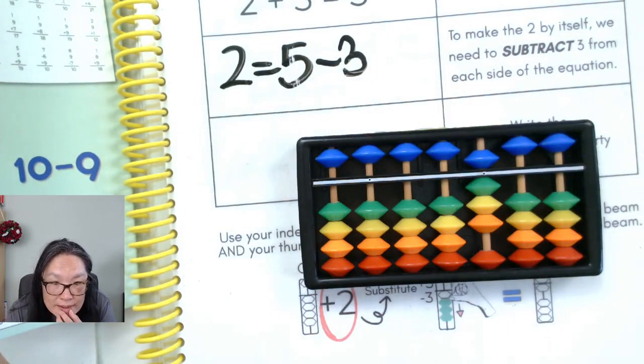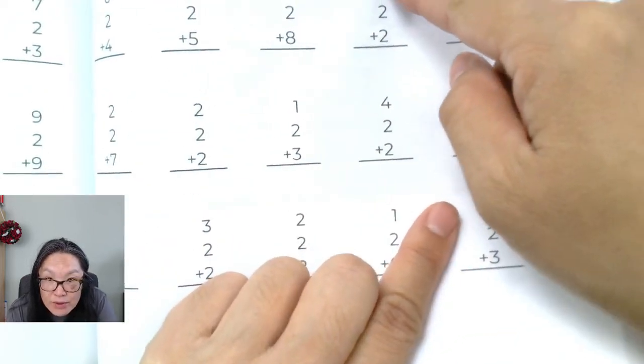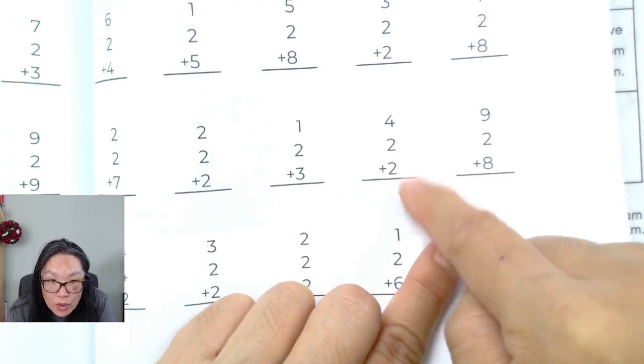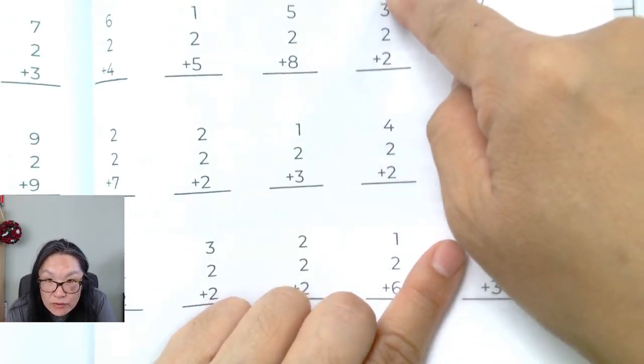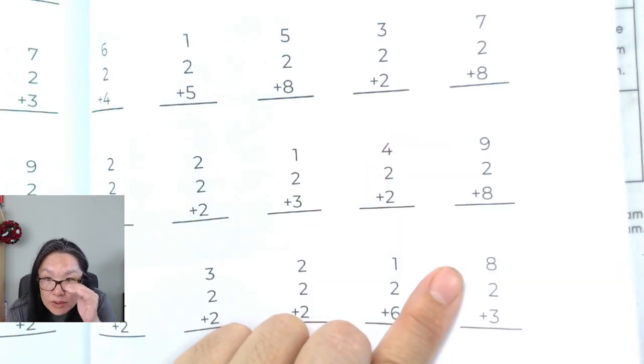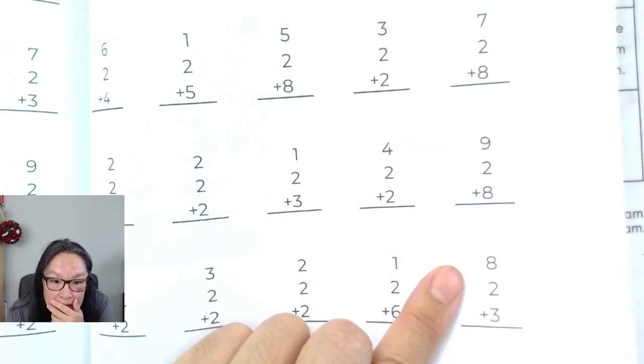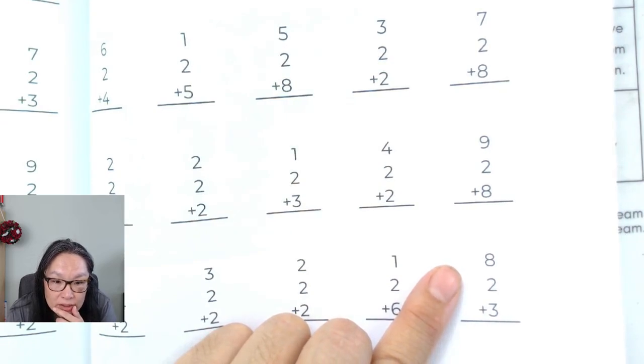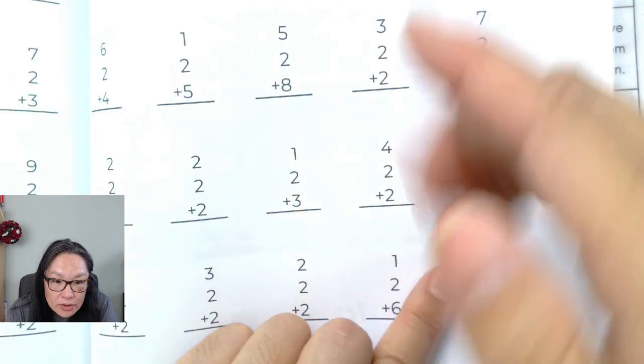So the order is top to bottom. Yes, it will always be from top to bottom. When we add, we're always going from top to bottom. We don't go from bottom to top. The numbers go down, you add it. 5 numbers go down, you add.